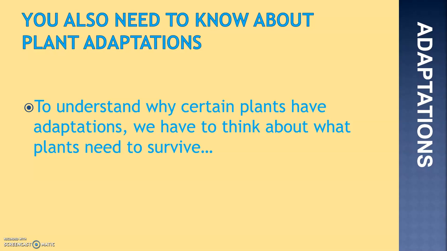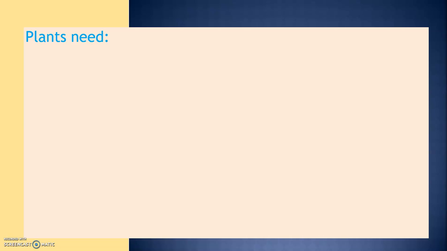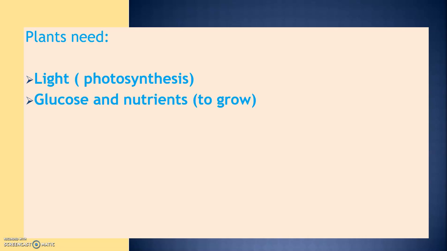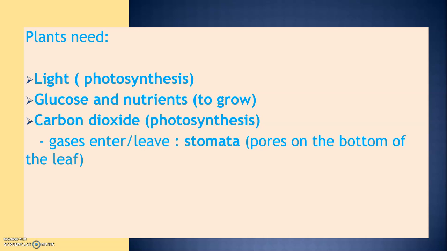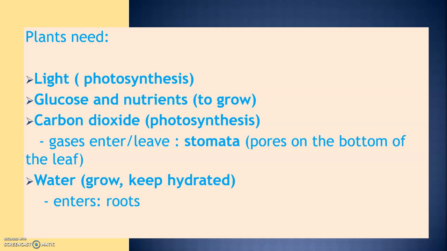as well. So, hopefully, we're able to understand why certain plants have adaptations, and we have to think about what plants need to survive as well, especially looking at the type of environment they might be found in. So, what do plants really need? Light for photosynthesis, they need glucose and nutrients to grow. They need carbon dioxide for photosynthesis, so gases either enter or leave through the stomata at the bottom of the leaf. They need water to grow and keep hydrated.